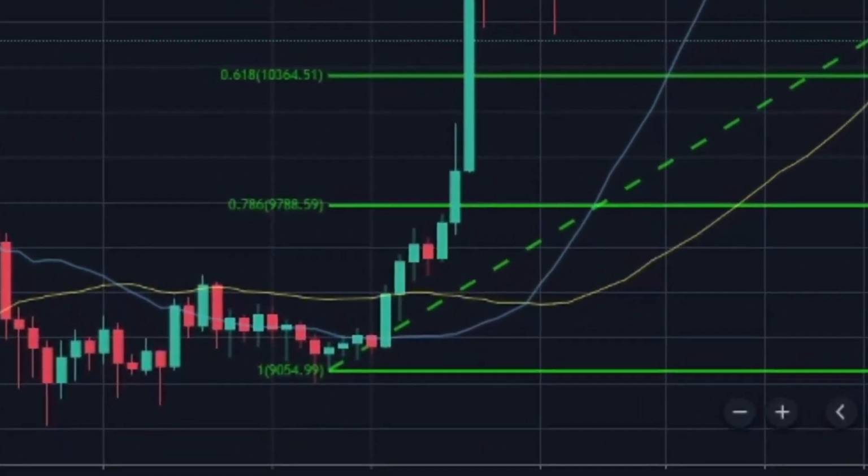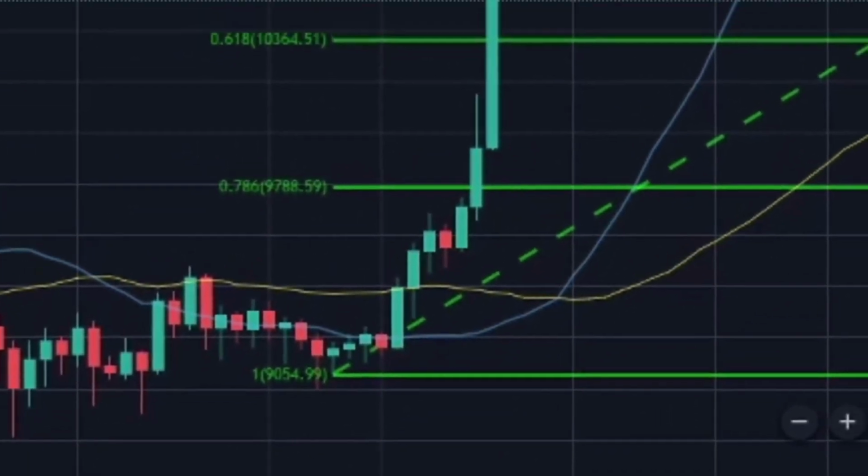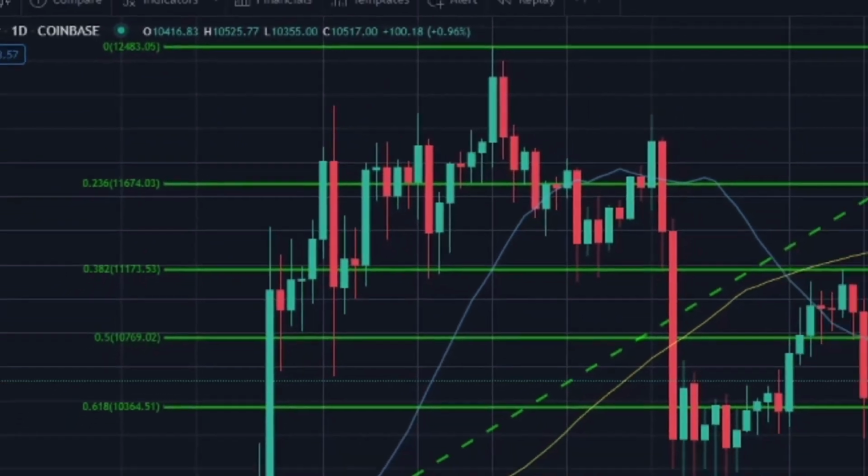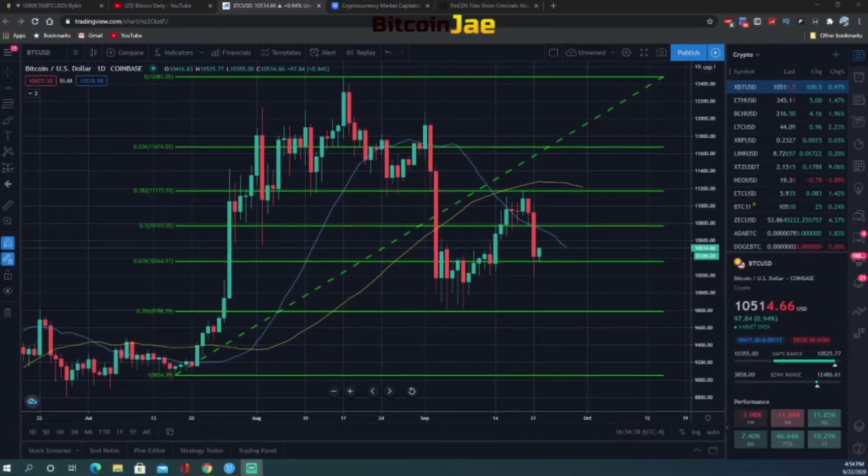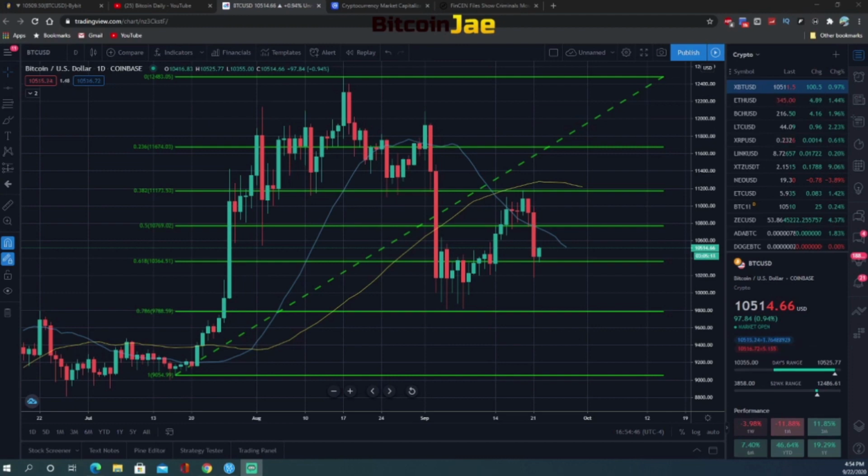You will notice that I started this at the low point and extended it to its highest point. I've been using these Fibonacci levels to find support and resistance levels, which in return helps me find good risk-reward trades. Let's take a look at how the price has been responding and reacting at each of these price levels.